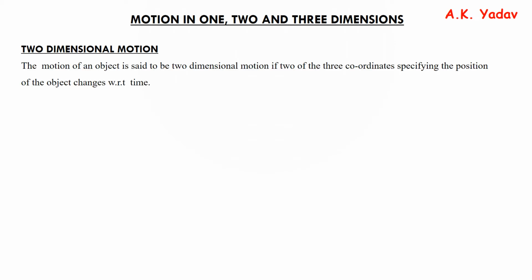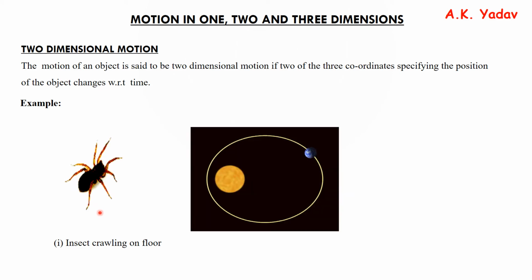Next is two dimensional motion. The motion of an object is said to be two dimensional motion if two of the three coordinates specifying the position of the object change with respect to time. Example is an insect crawling on the floor. Now here you can see the insect is changing its position along two axes, x and y. That's why it's two dimensional. If the insect was moving in a straight line, then it would have been an example of one dimensional motion.